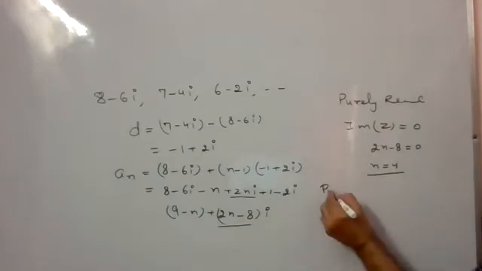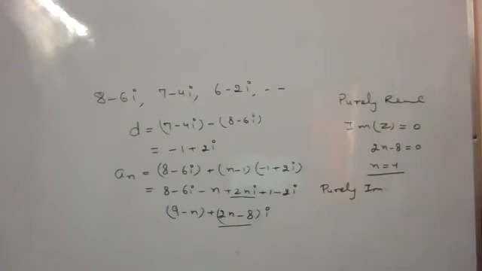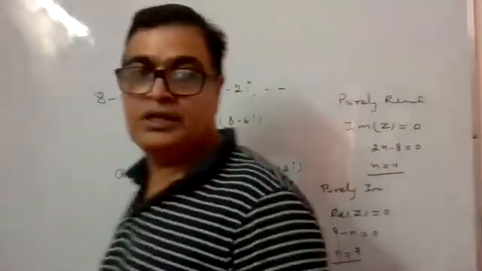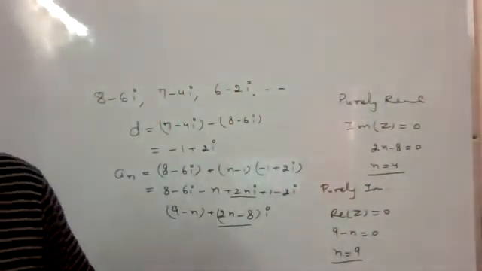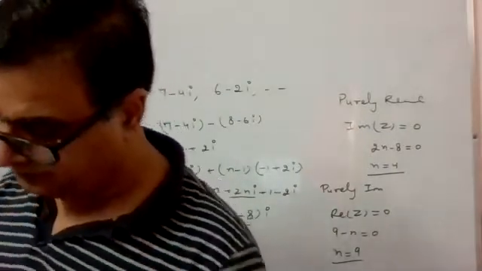When we want purely imaginary, the real part of the complex number has to be 0. Real part 9 minus n is 0, so n is 9. Means the ninth term is purely imaginary. Next question, please.